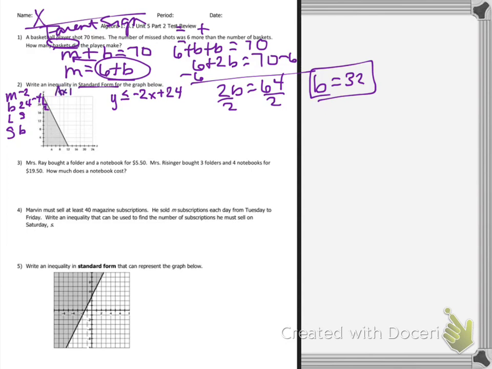But this says standard form. Remember, standard form is ax plus by equals c. So we need x and y on the same side. It's a -2x, so we're going to add it. 2x plus y is less than or equal to 24. A is positive, so we're good.